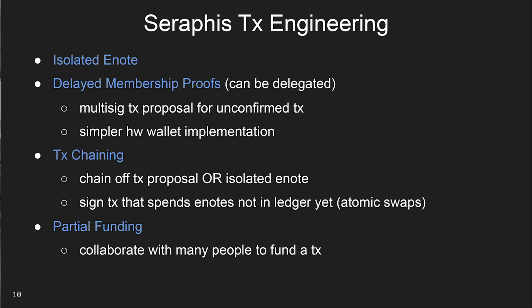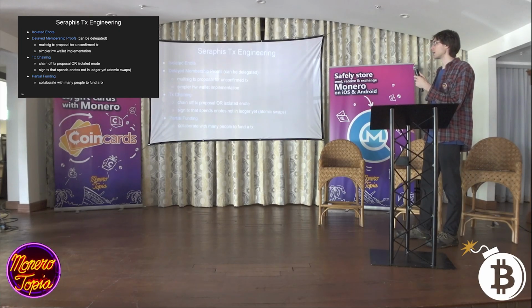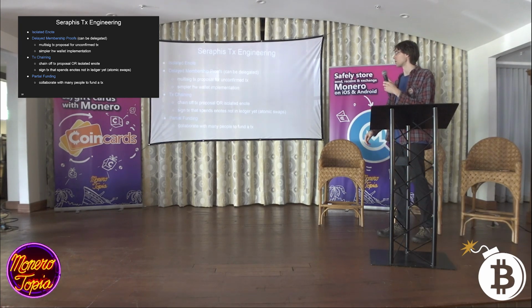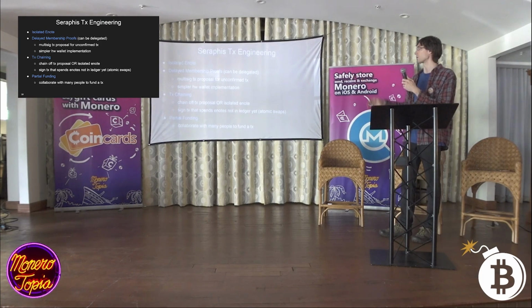It also lets you have simpler hardware wallet implementations, which right now have to construct an entire transaction. But if the membership proof can be completely delegated to, like, your phone, then the hardware wallet doesn't have to know anything about membership proofs. Not what implementation is used, nothing, which hopefully makes it simpler. I don't actually know a lot about hardware wallets, but I'm hoping this makes it easier to implement them.